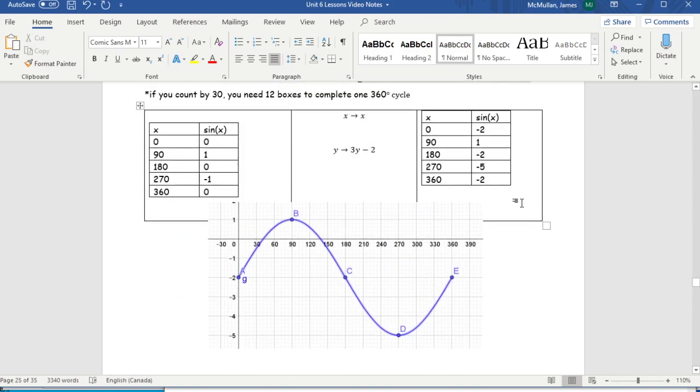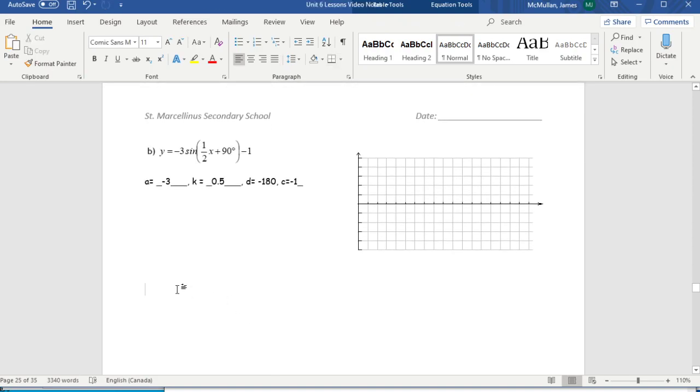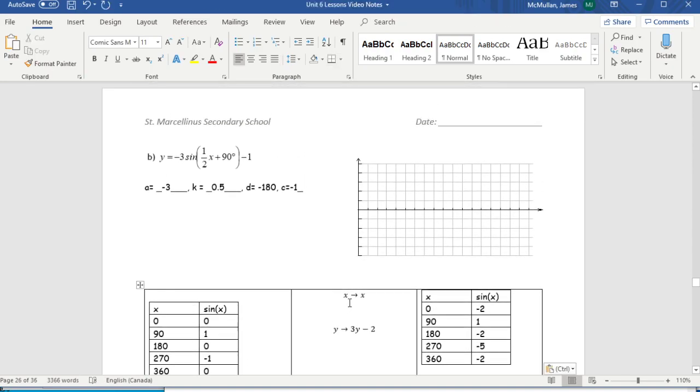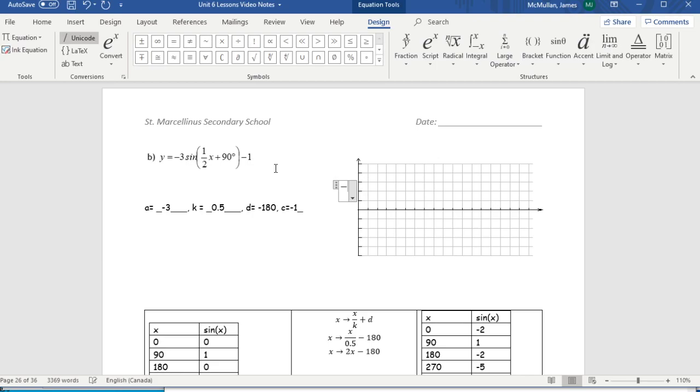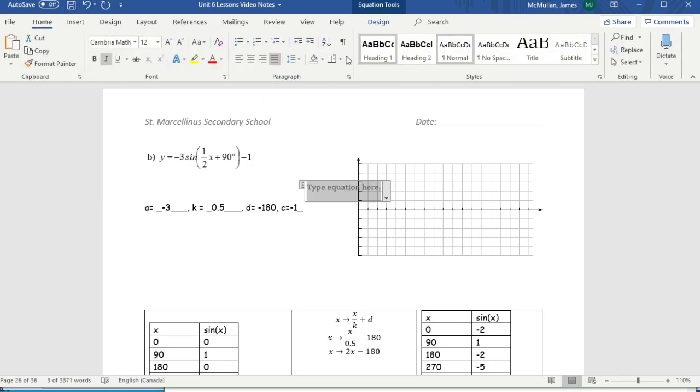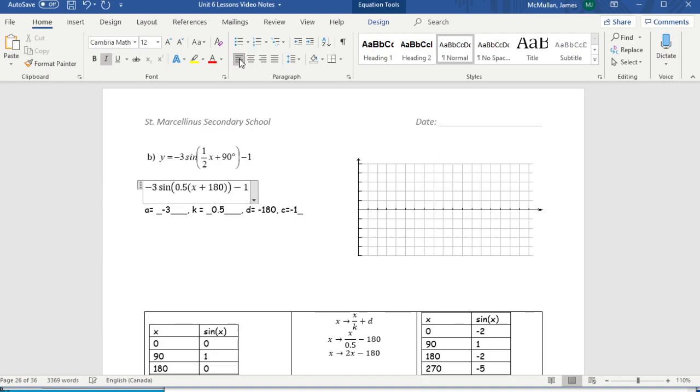So let's copy paste our transformation table because it's basically the same thing that we need to do here. Okay, every x is going to become x over k plus d. So every x is going to become x over 0.5 minus 180. So again, an easier way to write that is 2x minus 180. Okay, again, just so I can show you, let's put it just underneath over here. So when you factor this one correctly, you get 0.5, then x plus 180 minus 1. Okay, like that. So that's where I'm getting d is -180 from.